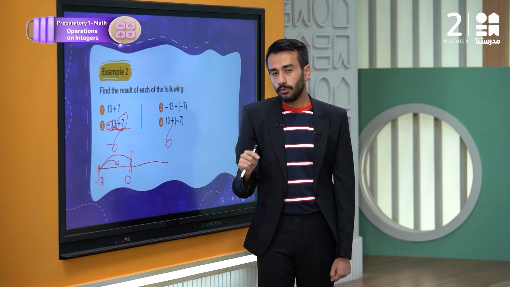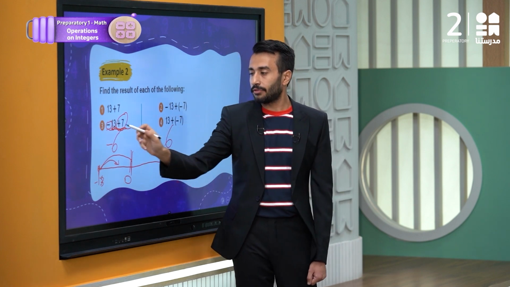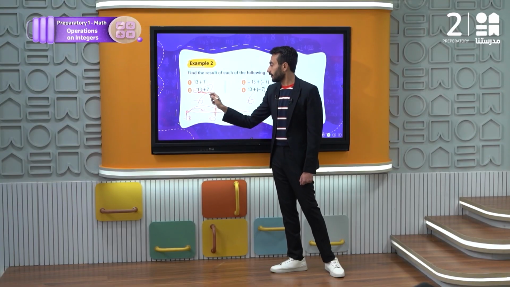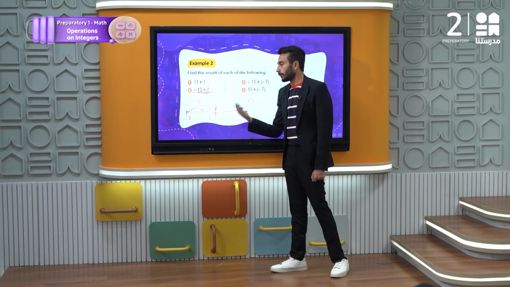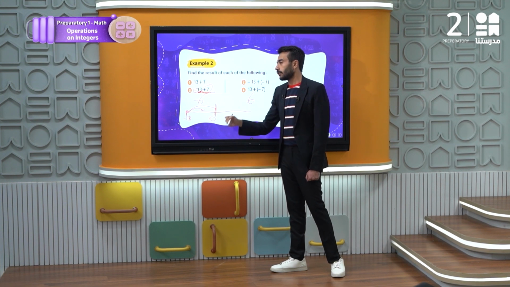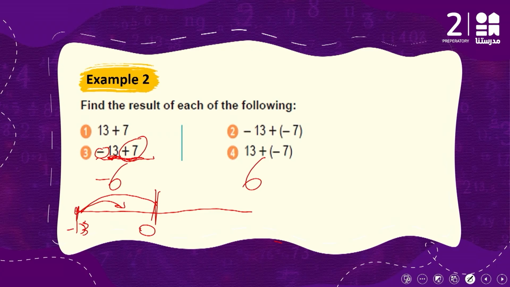But when you compare between them, we don't compare 13 as it's negative. We compare it as steps. We have 13 steps to the left and 7 steps to the right. Which is more steps? 13 to the left. So that means we move to the negative direction more than the positive one. So the answer must be negative. Let's solve this. 13 plus negative 7. Here, it's the same as 13 minus 7, which is 6, the answer of this question.